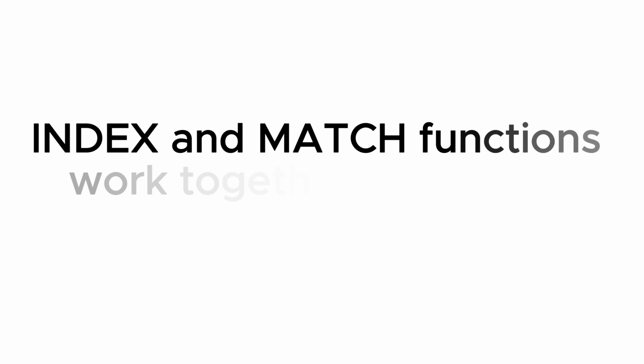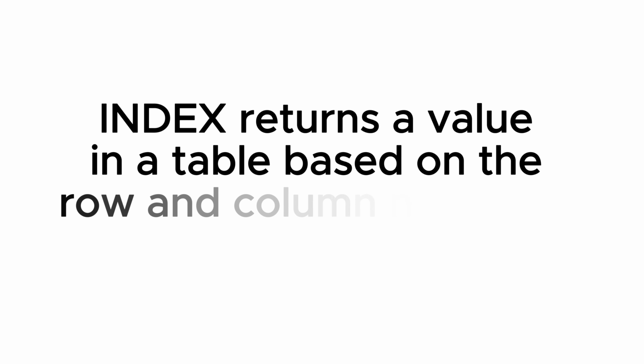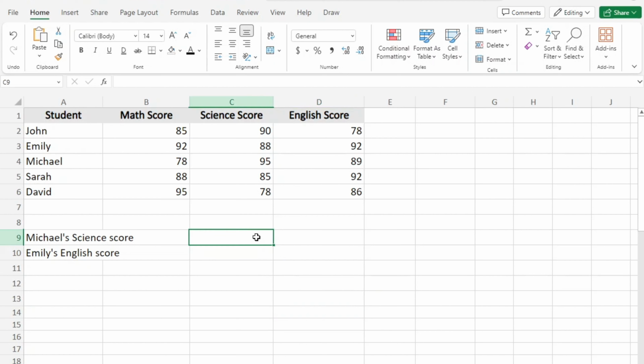INDEX and MATCH functions work together to look up values within a range. INDEX returns a value in a table based on the row and column numbers, while MATCH finds the position of a value within a range. Let's use INDEX and MATCH to find Michel's science score.